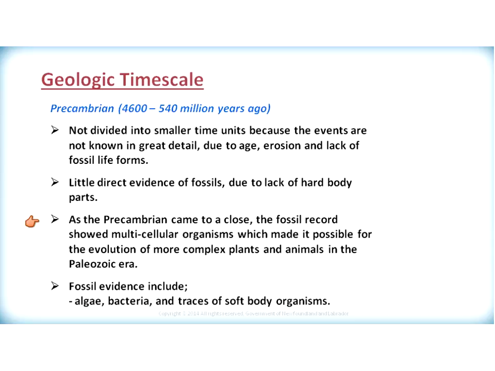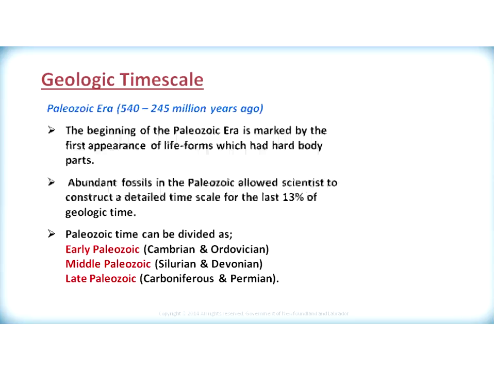As the Precambrian came to a close, fossil records showed multicellular organisms, which made it possible for the evolution of more complex plants and animals in the Paleozoic era. The main fossil evidence that is predominant in the Precambrian eon is algae, bacteria, and other traces of soft-bodied organisms.